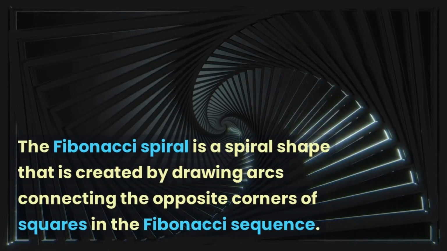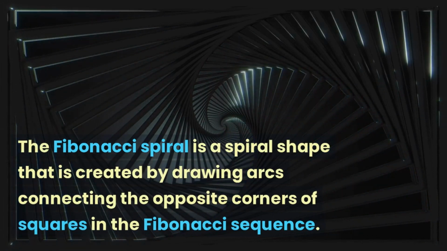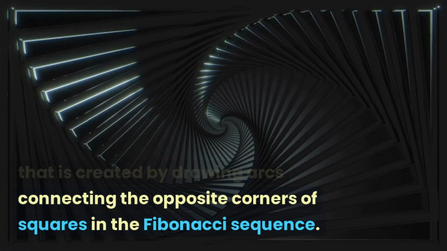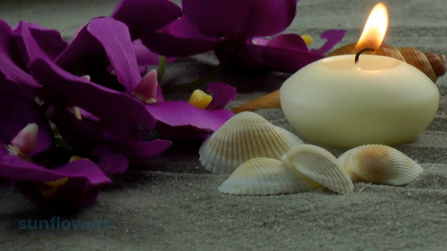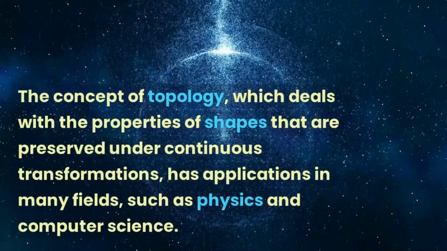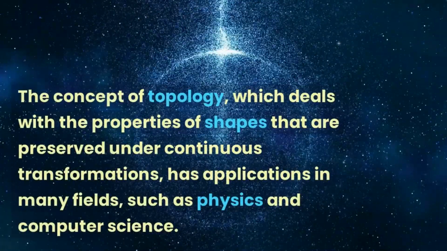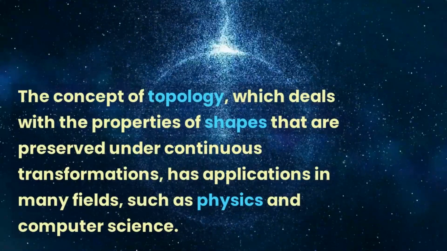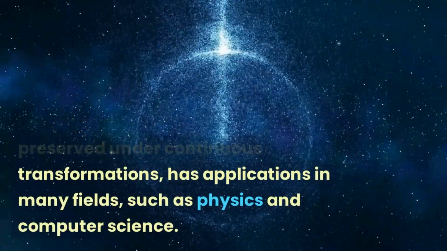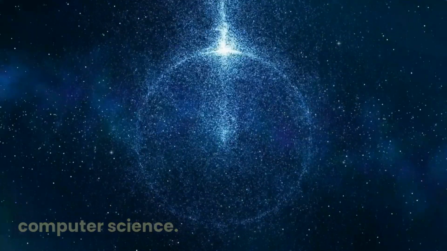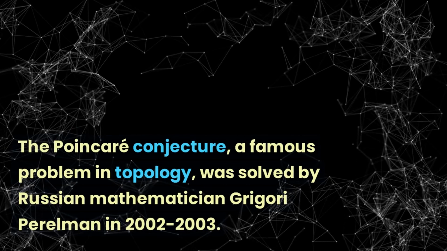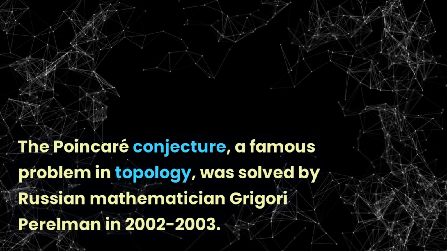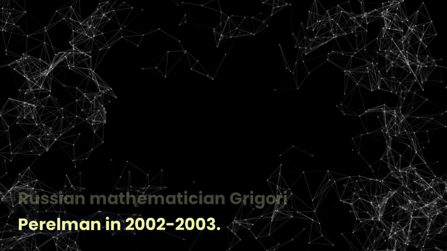The Fibonacci spiral is a spiral shape that is created by drawing arcs connecting the opposite corners of squares in the Fibonacci sequence. It is found in many natural objects, such as seashells and sunflowers. The concept of topology, which deals with the properties of shapes that are preserved under continuous transformations, has applications in many fields, such as physics and computer science. The Poincaré conjecture, a famous problem in topology, was solved by Russian mathematician Grigory Perelman in 2002-2003.